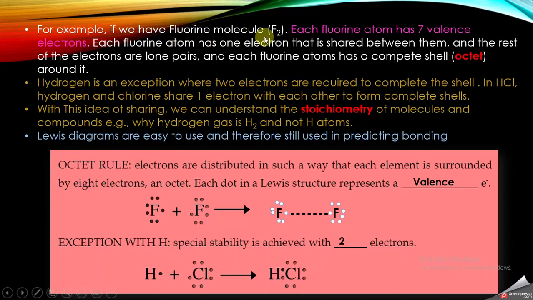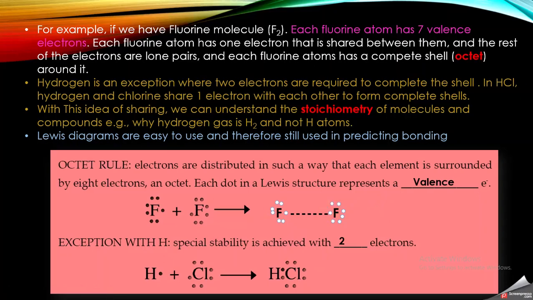For example, let's first see the fluorine molecule. Each fluorine atom has 7 valence electrons, and each fluorine atom has 1 electron that is shared between them, and the rest of the electrons are lone pairs. In this diagram, we have 7 electrons for each fluorine atom, and we have a single bond between the fluorines, where 2 electrons are shared, and the rest of the electrons are distributed on the atoms in such a way that each atom has a complete octet.